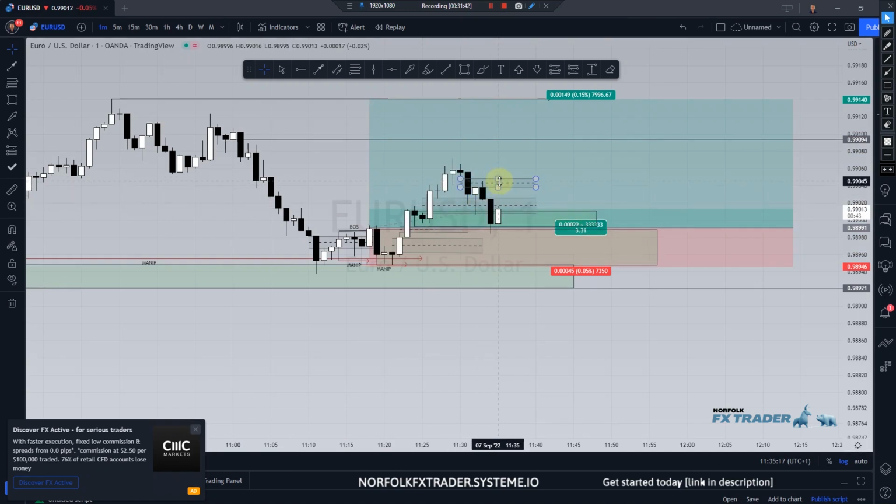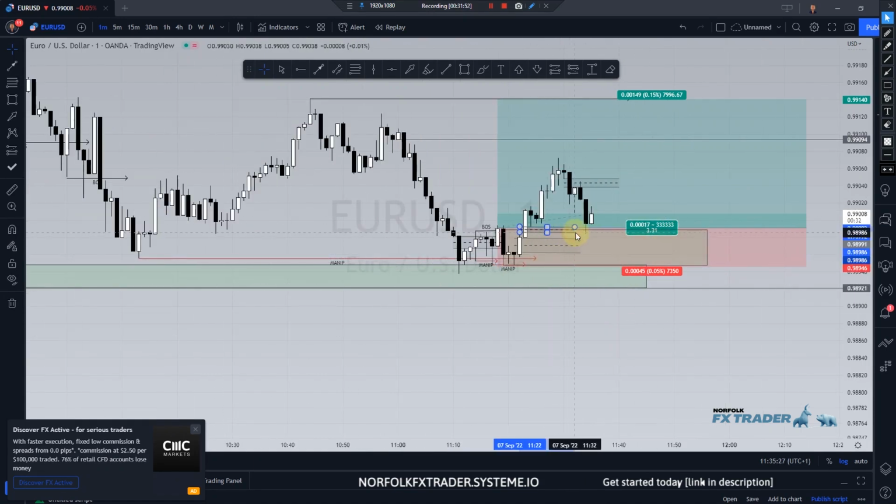We've now closed this imbalance, so we can remove this. We've now come into this area of demand. We've wicked it, so we can remove that demand zone. And we've now dropped in to fill this imbalance. And we've come into the larger area of demand. This is where we had another break of structure here.